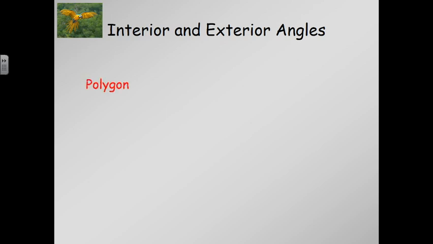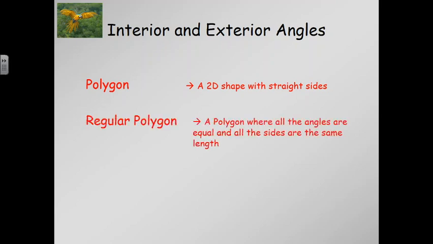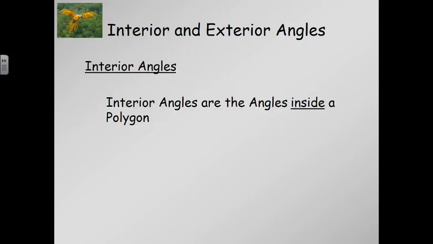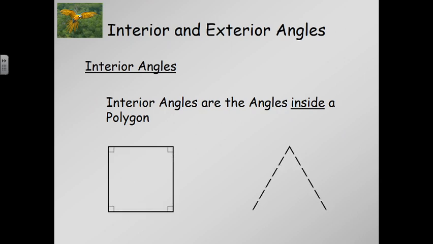Okay, we're going to start with some key terms. So a polygon is a 2D shape with straight edges, and a regular polygon is a 2D shape with straight edges where the lengths are equal and the angles inside are equal. So interior angles, they do what they say on the tin. They are the angles inside of your polygon.